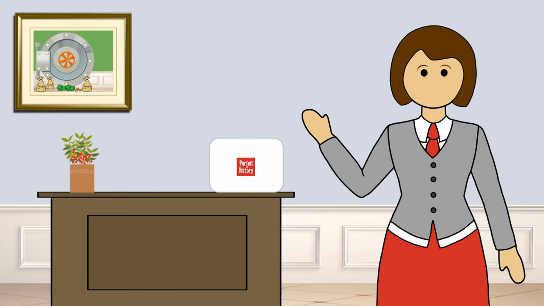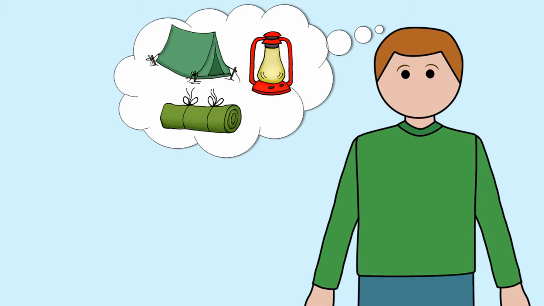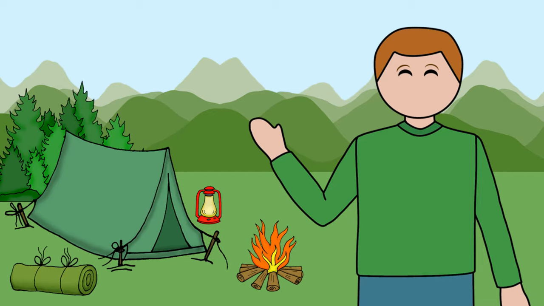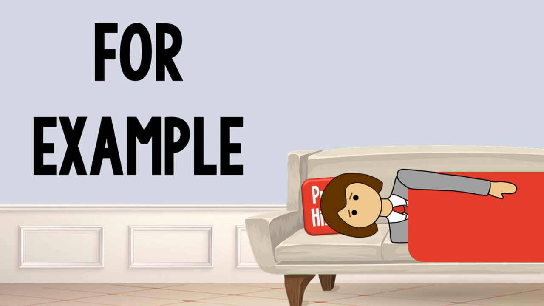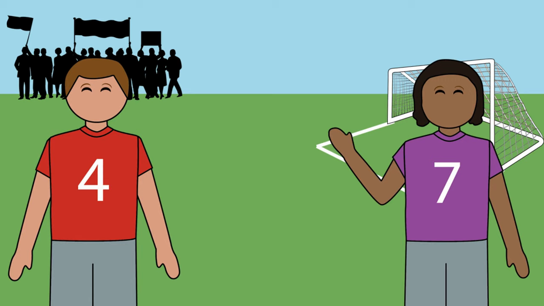Let's back up for a minute. A want is something people desire or need to have. They fulfill that want by buying goods or services. For example, if I want something fun to do, I may buy a book, game, or ticket to a theme park. To be clear, a want can be a good or a service.